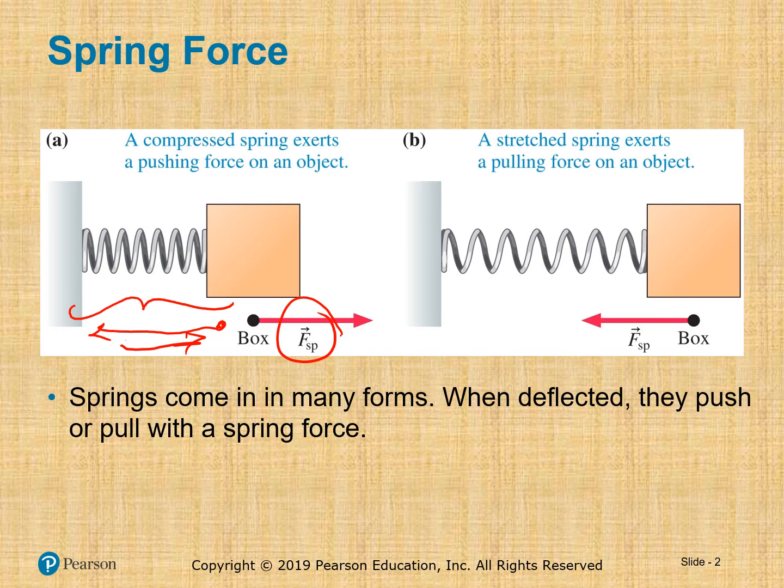Now, if you take the same spring from its state of equilibrium and you pull it in this direction, the spring is going to want to return to its state of equilibrium. So the force of the spring is going to pull that object back until it reaches its point of equilibrium, which is why your force arrow is in the leftward direction, F sub SP. Now, springs come in many forms, so when deflected, they push or pull with a spring force.